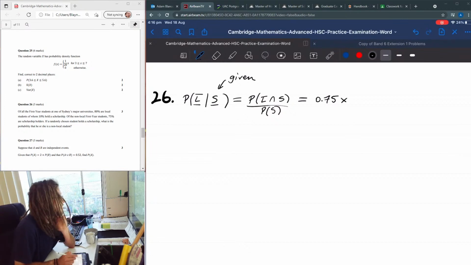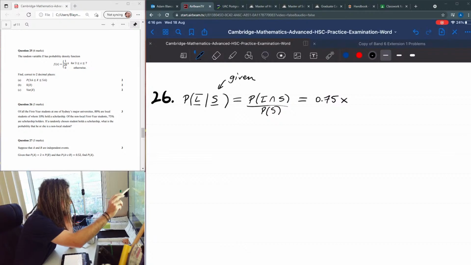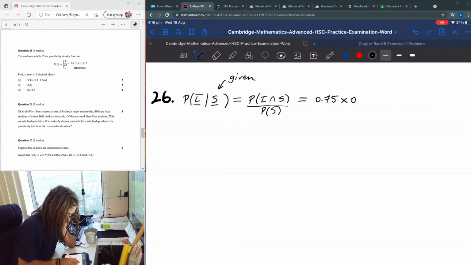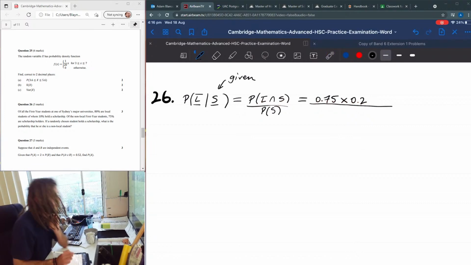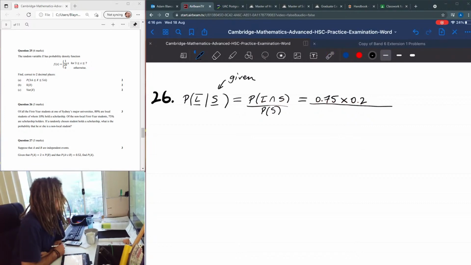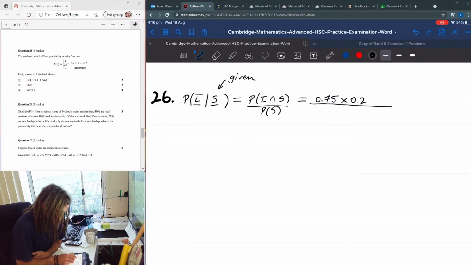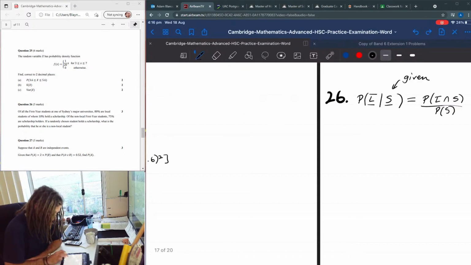So now the non-local students, it says 80% are local, so that means non-local is 0.2. So it's 75% of the non-local students. That's the percentage of people that are, this is so confusing, that are non-local and have a scholarship. Well, I'm feeling the second half's going to be worse. What's the probability that they have a scholarship? Well, there's actually two cases.